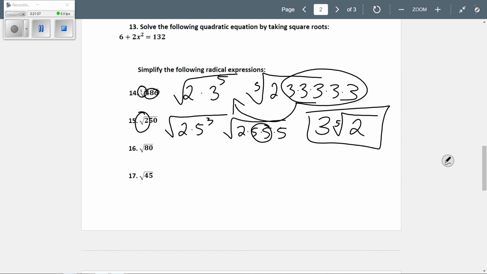There's 2 5s, don't circle all 3. They get to leave the house. 5 on the outside, square root 2 times 5 is 10. That is the simplest form of the square root of 250.